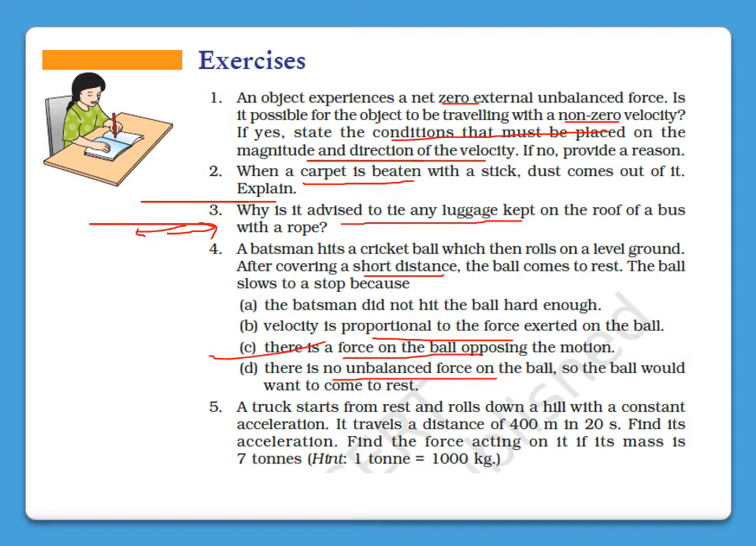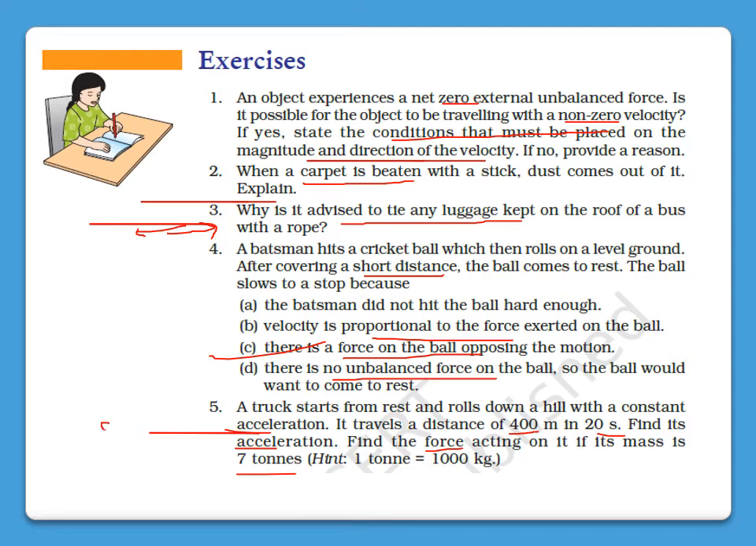Okay. Now the fifth one. A truck starts from rest and rolls down a hill with a constant acceleration. It travels a distance of 400 meters in 20 seconds. Find its acceleration. Find the force acting on it if its mass is 7 tons. Okay. Now what do you have to find out? You have to find out the force. Find the force and acceleration.